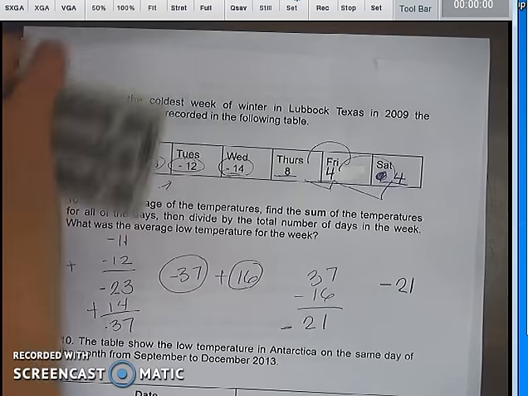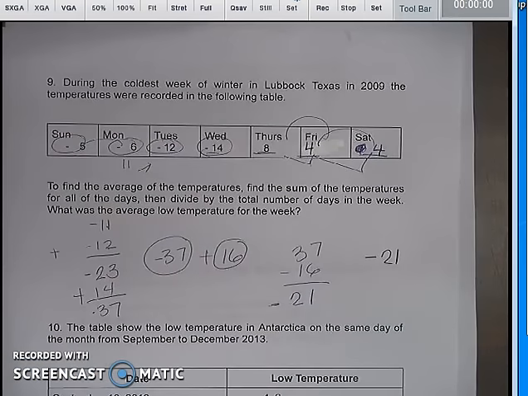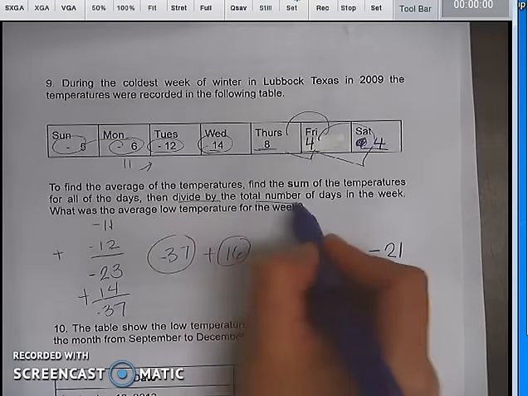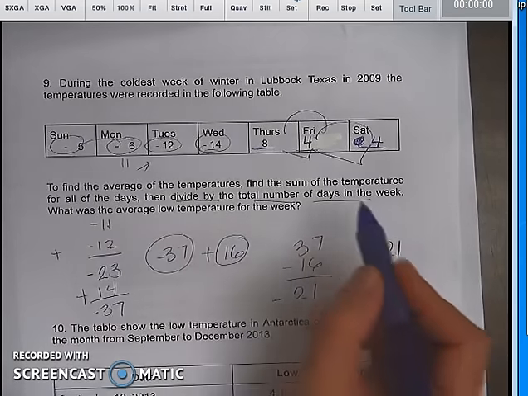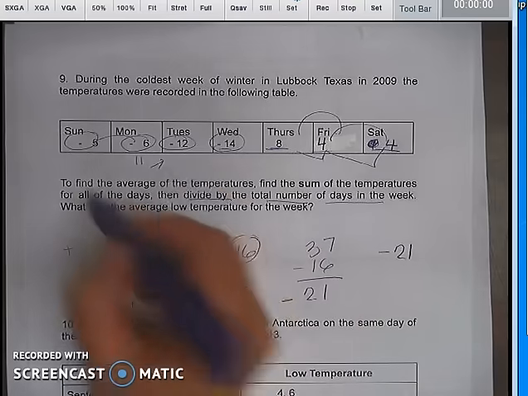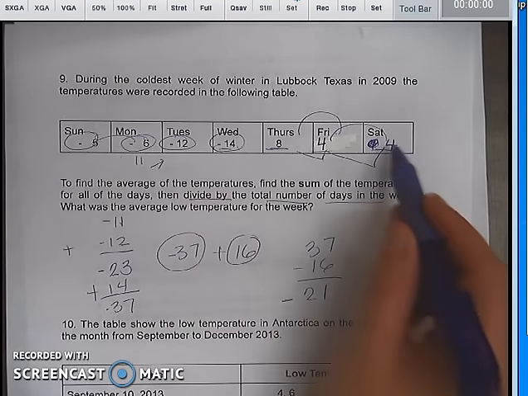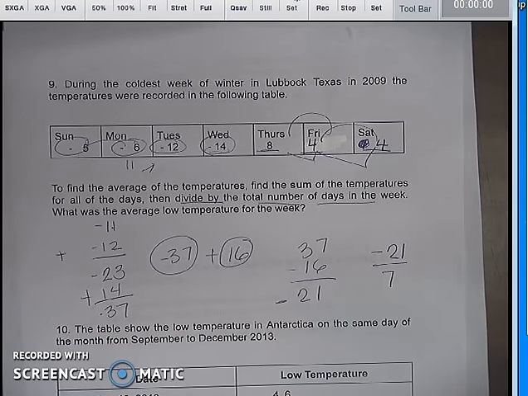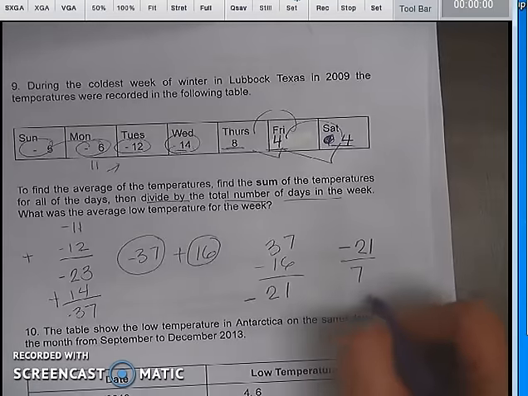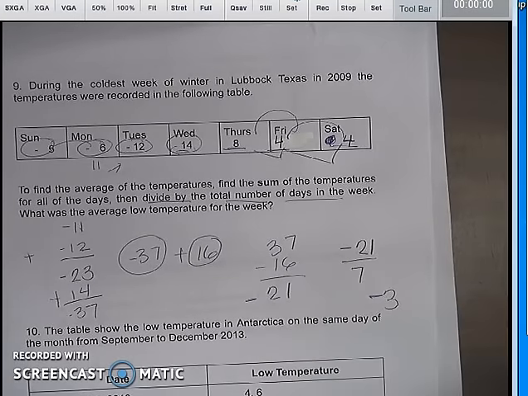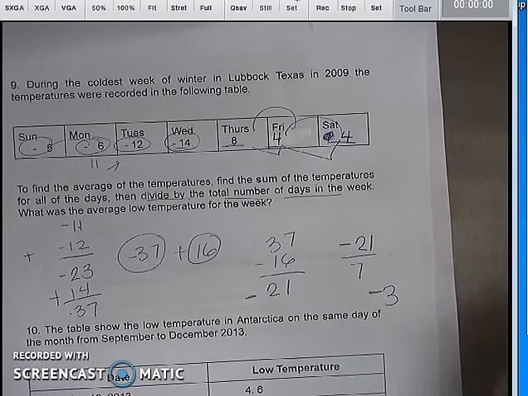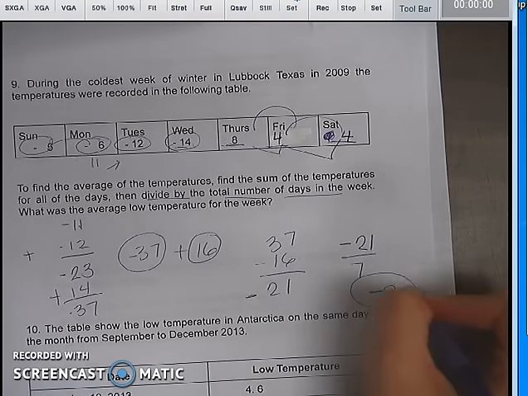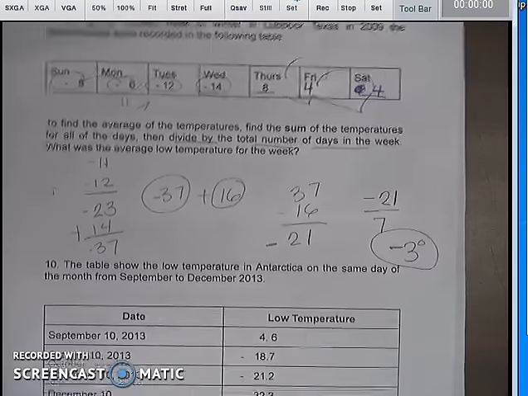You need to go back and make sure you're reading what it says to do. It says, then divide the total number of days by the total number of days of the week. 1, 2, 3, 4, 5, 6, 7. Divided by 7. What is -21 divided by 7? -3. So the average of the temperatures, that would be very cold, was -3 degrees. Hopefully that doesn't happen this year.